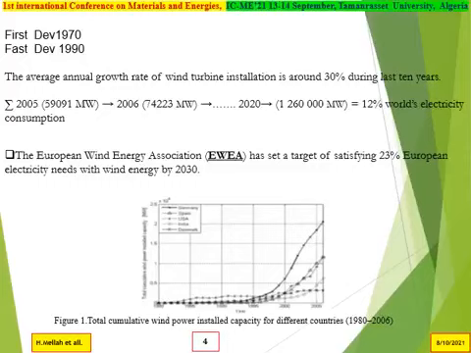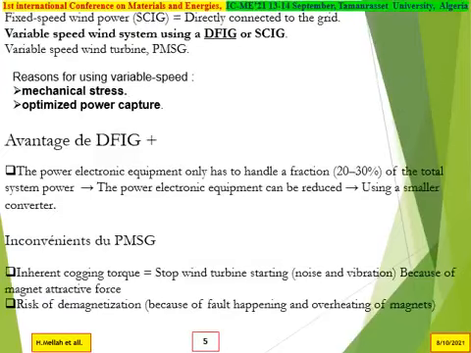by 2030. We can classify the wind turbine into three types. The first type is fixed speed wind turbine, which is directly connected to the grid. The second type is variable speed wind turbine using a doubly fed induction generator or single cage induction generator. The third type is also a variable speed wind turbine but is based on a permanent magnet synchronous generator. There are two major reasons for using variable speed, such as reducing mechanical stress and optimized power capture.